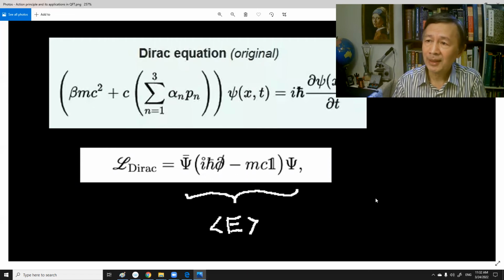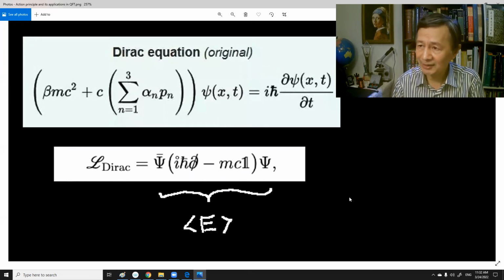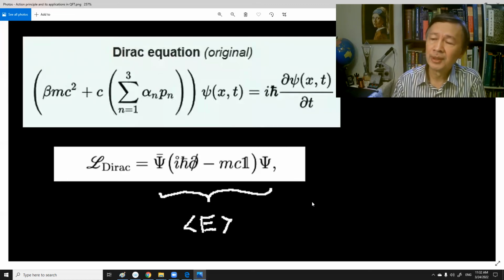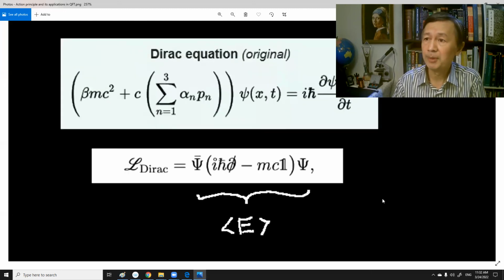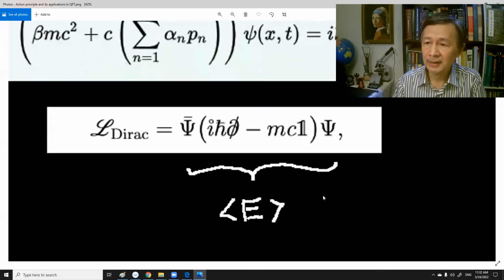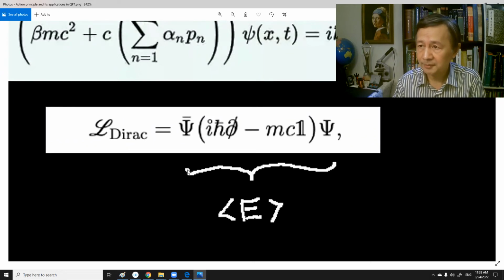So bear in mind that the important idea of the Lagrangian formalism is to use energy. To be exact, the difference between kinetic energy and potential energy is the Lagrangian. So this is straightforward if you accept that a Lagrangian can be built by using energy. It is not surprising that one can introduce a Lagrangian for the Dirac equation.